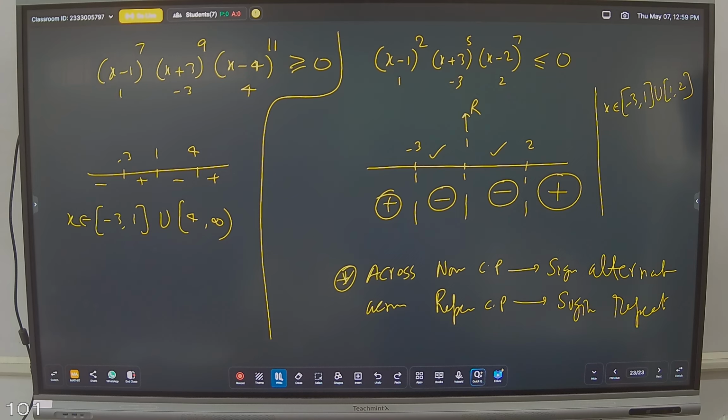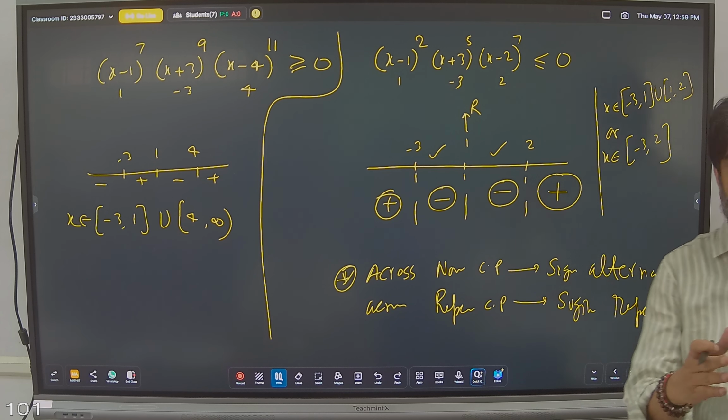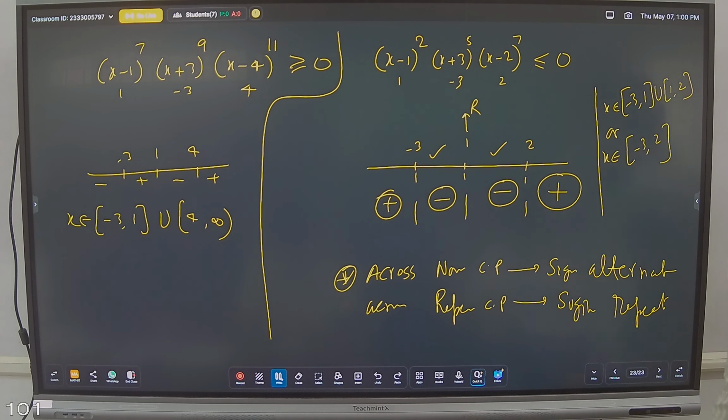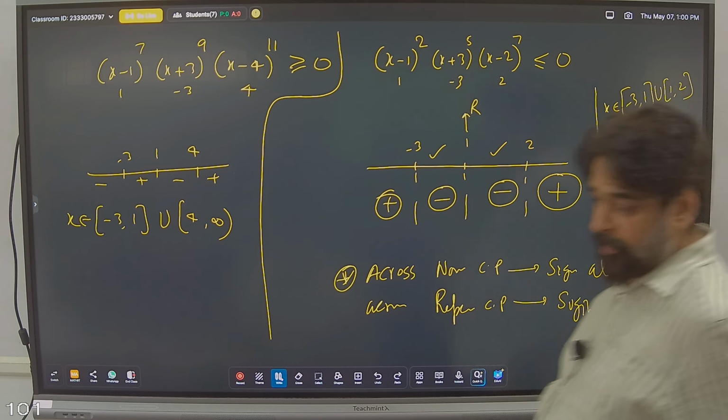Are you able to understand? Hold on, I'll give time for asking doubts. But it doesn't look right to write -3 to 1, then 1 to 2 separately. Can we write it this way? Yes, we can write this. Is this point clear to everybody? First write it. Does anybody have a doubt? I'll come to that point. Wait, it's not over. Write this point clearly.